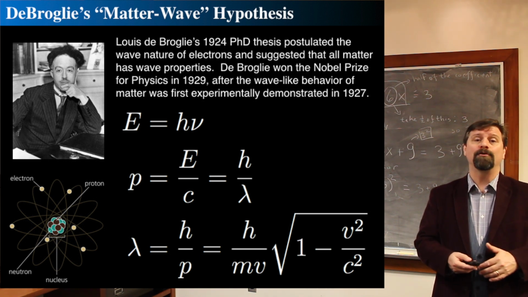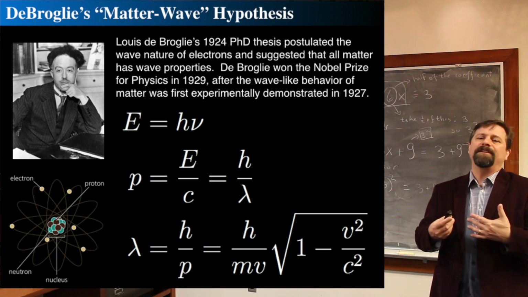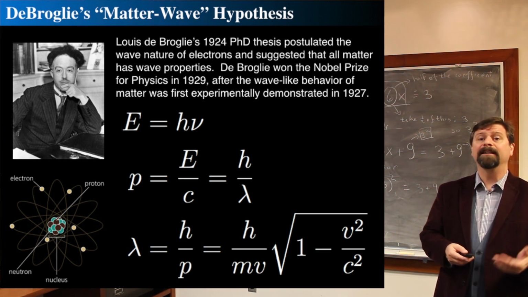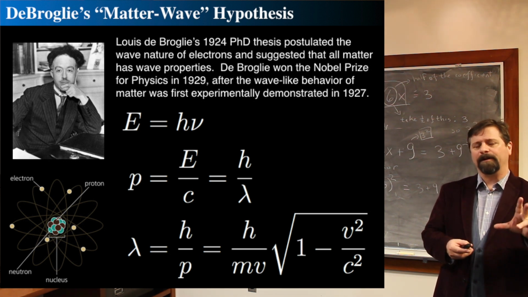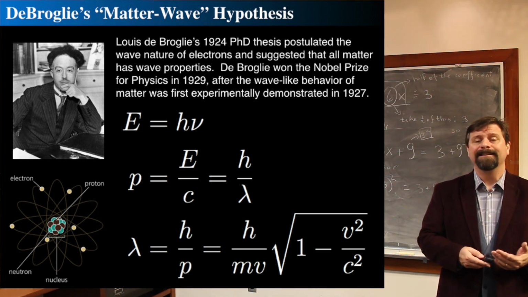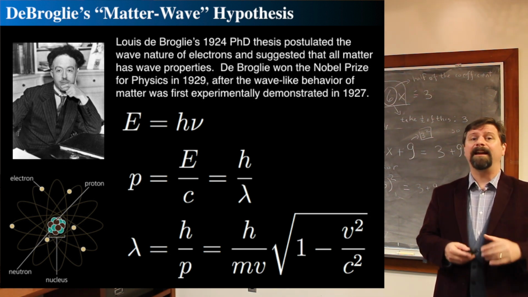And that wavelength we'll call the de Broglie wavelength. And we can take the concept of the energy of a photon, just from Einstein's discovery, and convert that into a momentum, because light, even though it has no mass, still carries momentum.